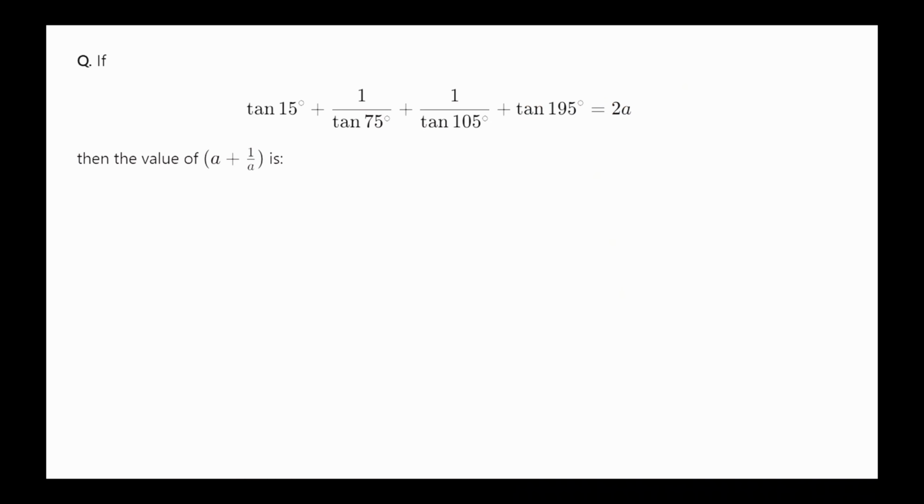Now let's look at this question. If tan 15 plus 1 by tan 75 plus 1 by tan 105 plus tan 195 is equal to 2a, so basically we need to find out the value of a here.